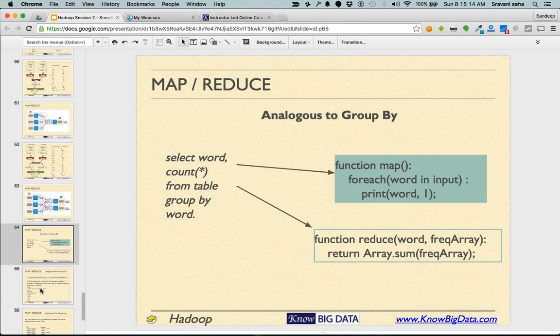All right, so that was our quick introduction to MapReduce. Now I would like to leave you with a few questions here.